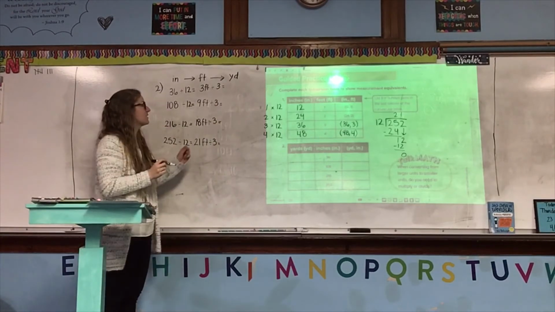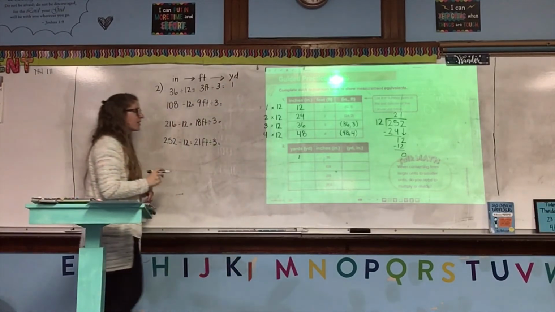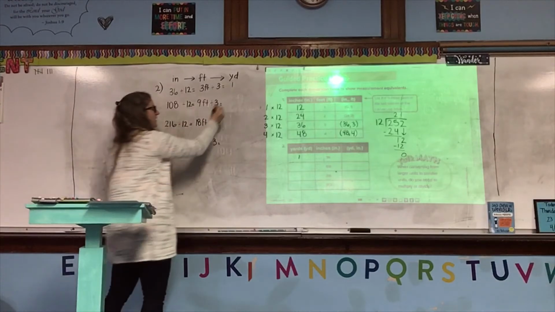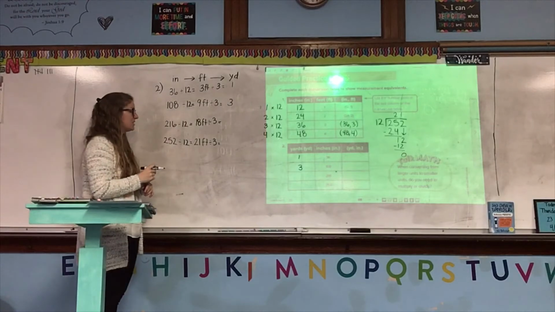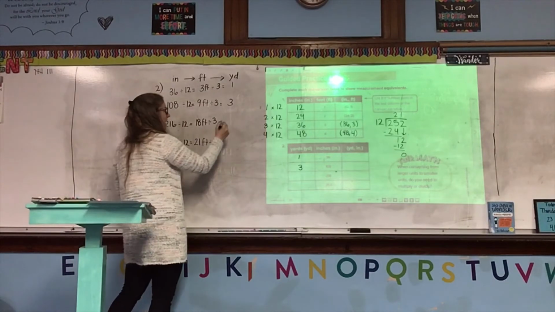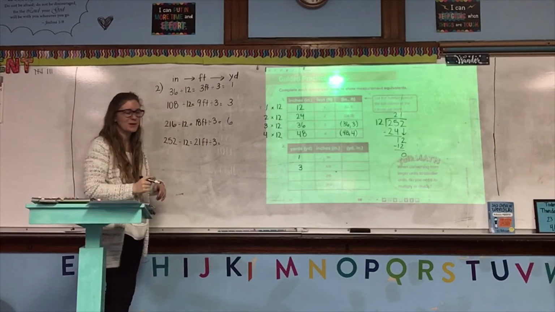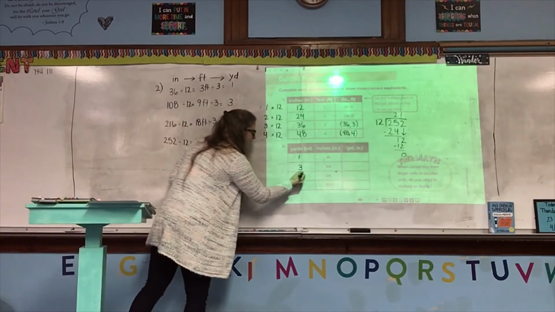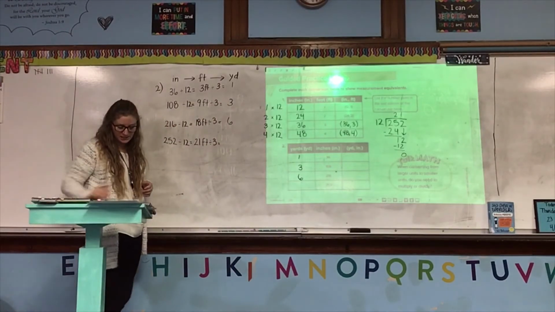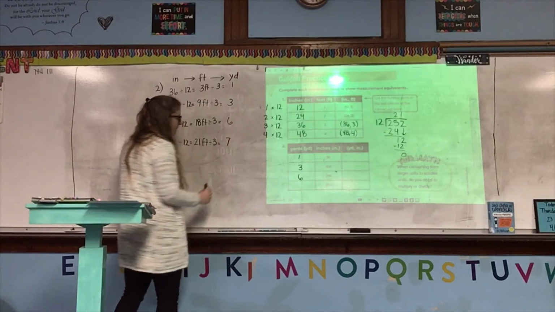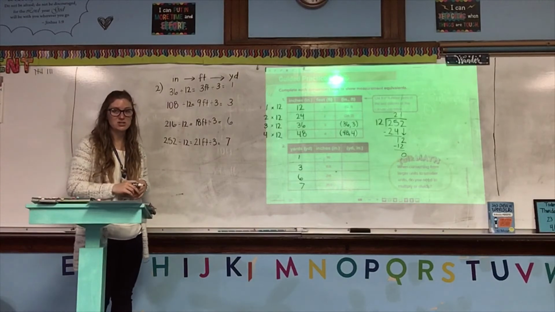Now we have all basic facts. 3 divided by 3 is 1, which means there is 1 yard in 36 inches. 9 divided by 3 is 3, which means there are 3 yards in 108 inches. 18 divided by 3 is 6. Sorry, I had a little brain fart. So there are 6 yards in 216 inches. And then 21 divided by 3 is 7, which means that there are 7 yards in 252 inches.